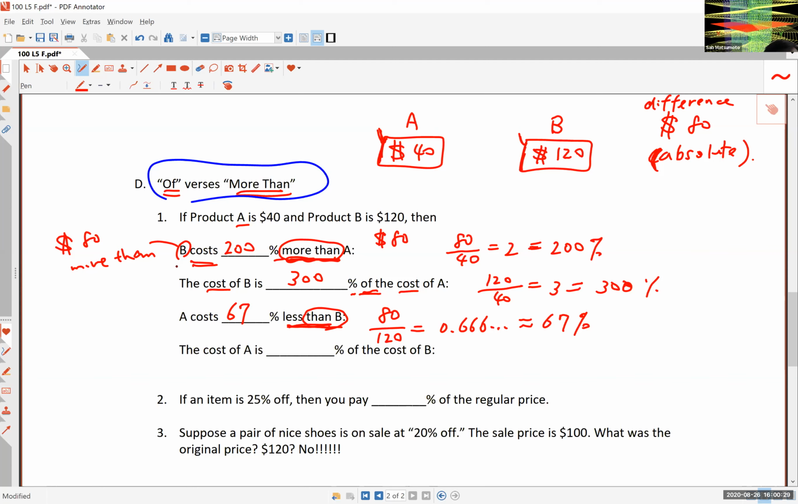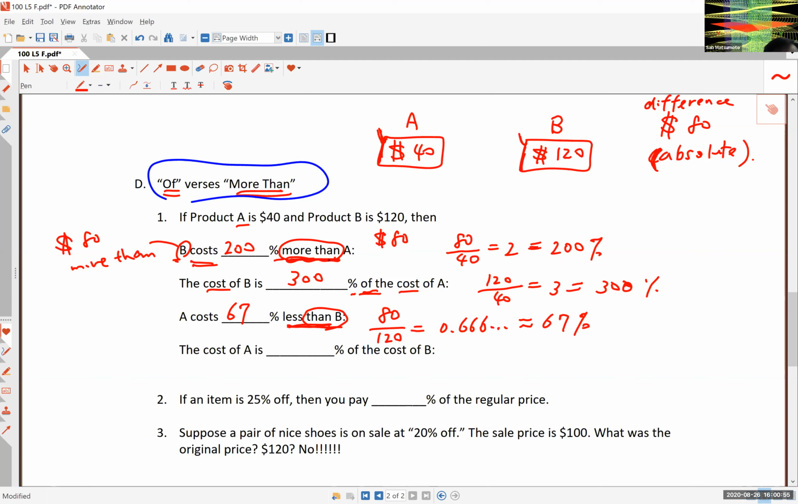I'm saying in the first statement, B costs 200% more than A, but A only costs 67% less than B. That doesn't seem right, or does it? Well, it is. And that's why percentage, even though it's such a powerful, useful and convenient expression, could be quite confusing, because many times people don't pay attention to what the base number is, what the reference number is.